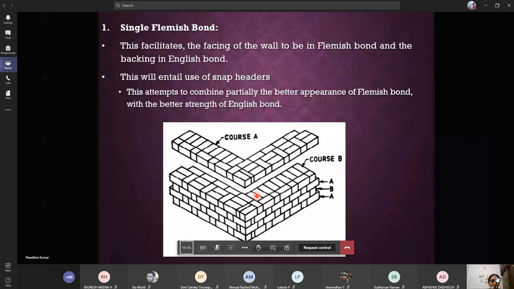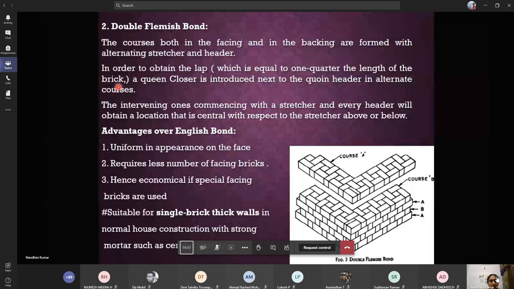This is a double Flemish bond. Here, the courses both in the facing and the back are formed with alternate stretcher and header. If you see the front side or the back side, both will be similar, which means you have to construct in such a way that you place your stretcher, header in that manner. For each course, it should be alternative. Also along a horizontal manner it should be alternative.